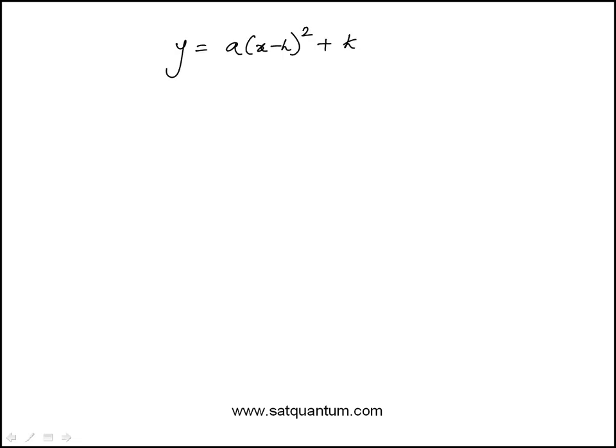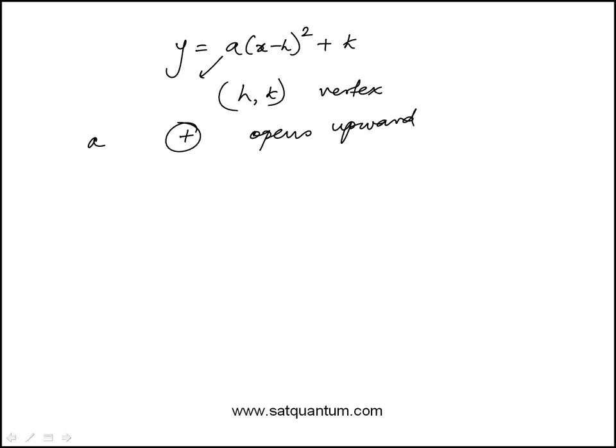And the quantities you need to recognize here: the vertex is (h, k), and a is the coefficient that determines the shape. If a is positive, then it opens upward. Depending on whether a is greater than 1 or less than 1, a greater than 1 would be narrower relative to y equals x squared, and a less than 1 would be more open. And if a is negative, it opens downward.